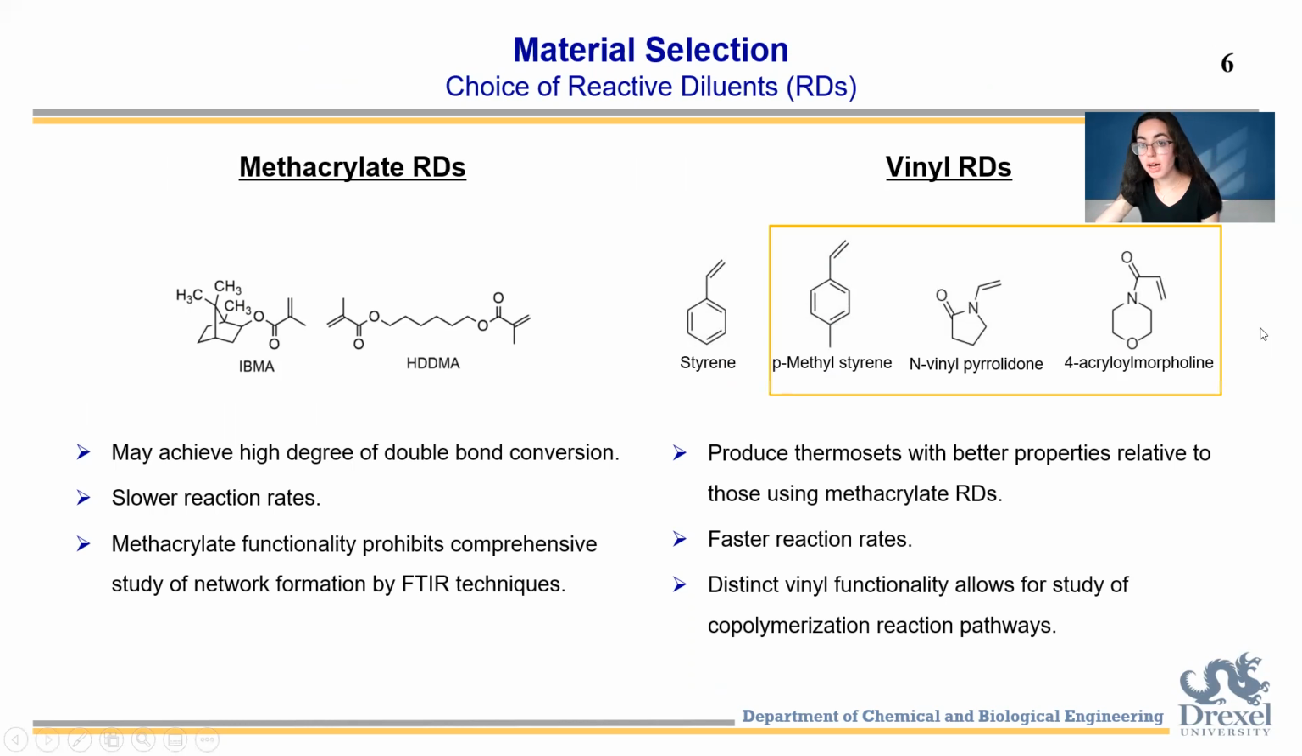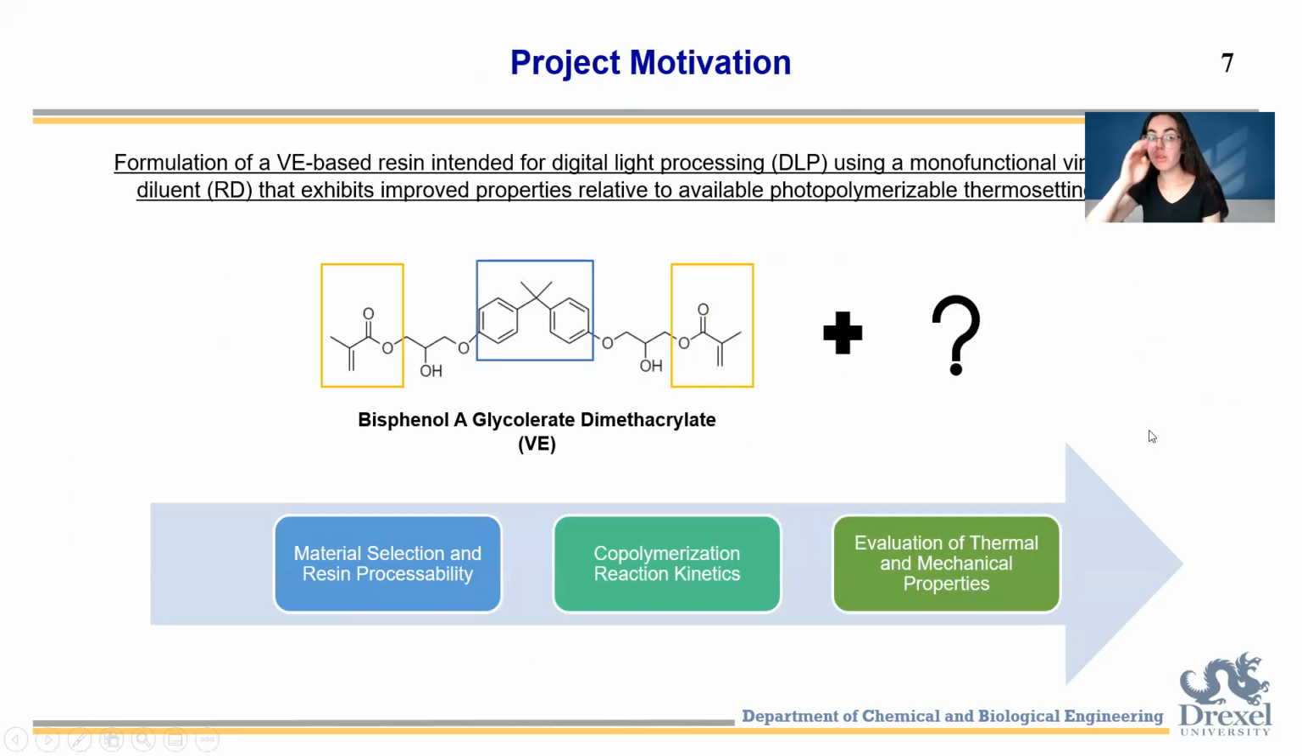So these three monomers that I have listed here, paramethylstyrene and vinyl pyrrolidone and 4-acryloylmorpholine, have been used to a very small extent in methacrylate resins, but they haven't been explored very much in detail, nor have they been explored within vinyl ester systems. So they are going to be under consideration in this work for the formulation of a vinyl ester-based resin that's intended for DLP. And we want that to exhibit improved properties relative to available photopolymerizable thermosetting resins.